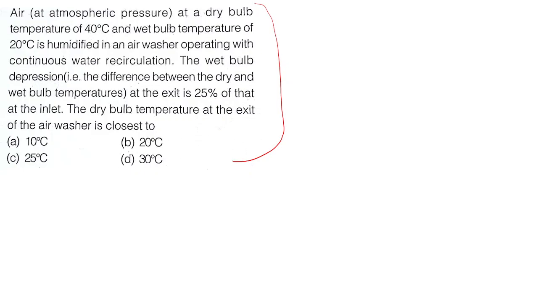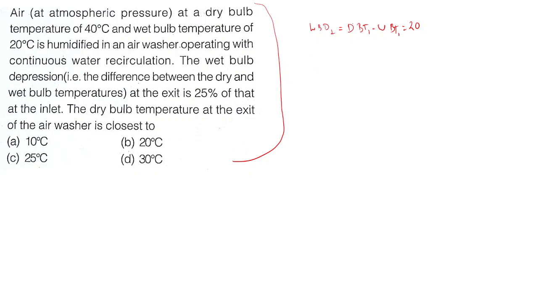Sir, wet bulb depression. At first, we have to calculate the wet bulb depression at 1, 20 degree centigrade. Wet bulb depression is DBT minus WBT, right? Yes, sir. This is DBT 1 minus WBT 1. The main concept is that WBT at inlet and exit will be the same.